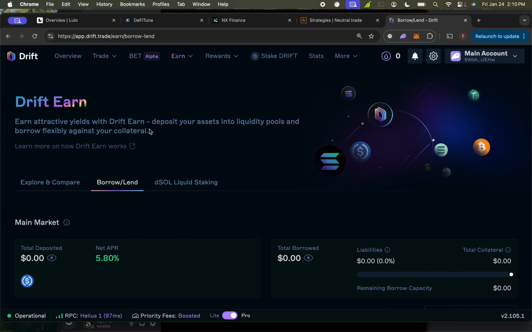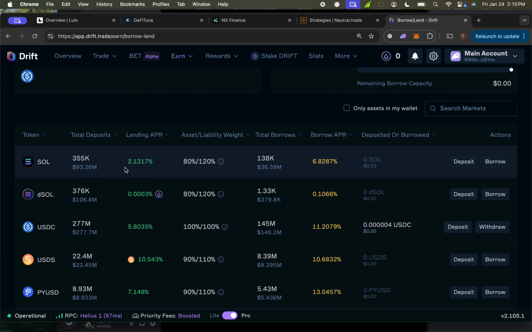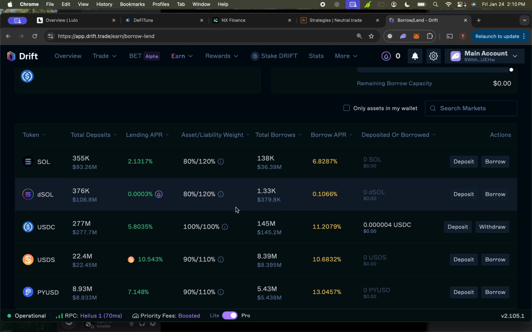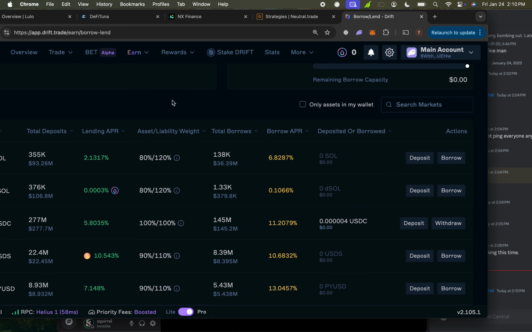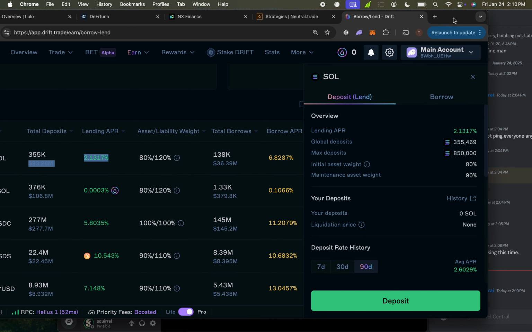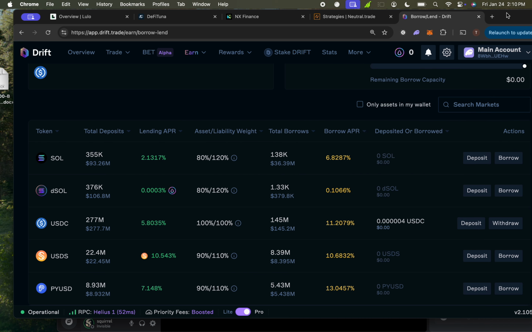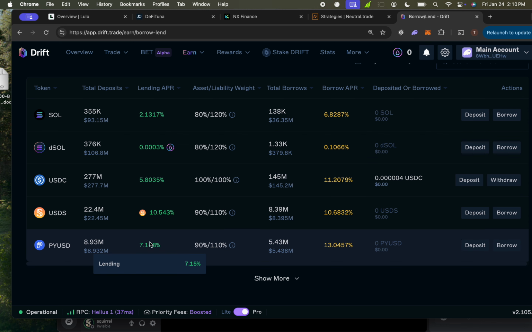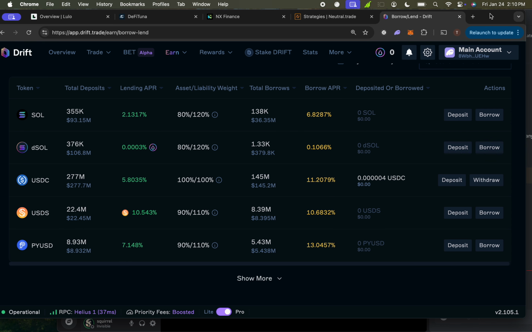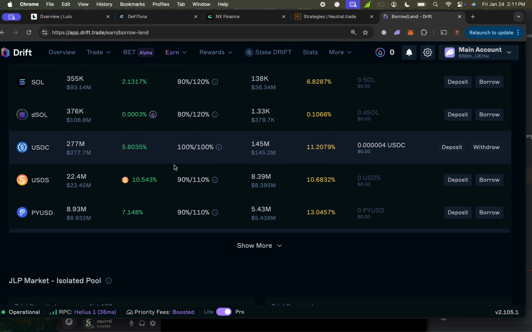The way this works is the same as on every other protocol, where you have some sort of lending APY and a higher borrow APY. Generally speaking, and this is the rule of thumb, the more liquidity these protocols have, the lower the rates are going to be. Drift is an extremely big protocol, and if you notice, $277 million, $8.9 million, these rates are quite low: 5.8%, 7.1%. This is the overall theme you're going to observe: the less liquidity in these protocols, the higher the rates you're going to see.